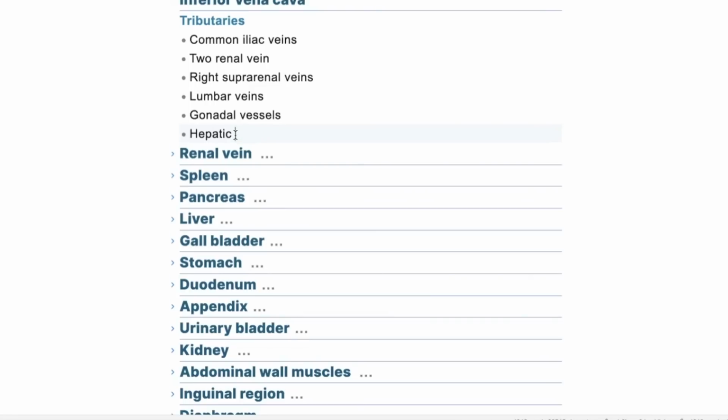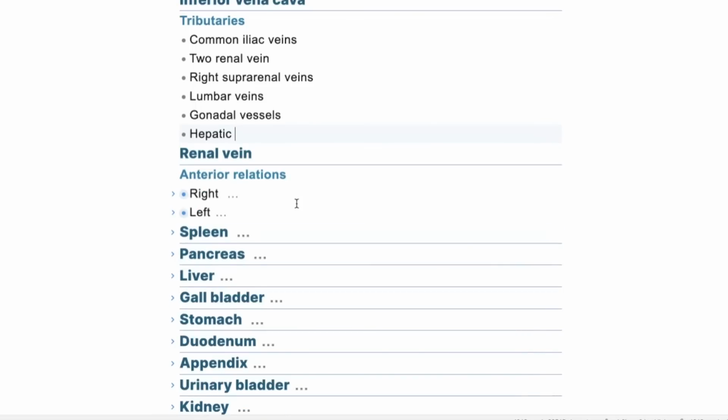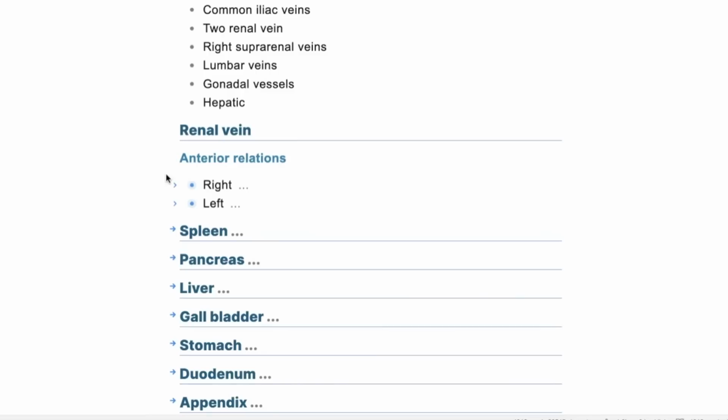Well, coming to renal veins, can you tell me the anterior relation of the renal veins? The abdominal aorta. Which one is anterior to the aorta? Do you think the vein is posterior to the aorta or anterior to it? The anterior to the aorta. Yeah, exactly.